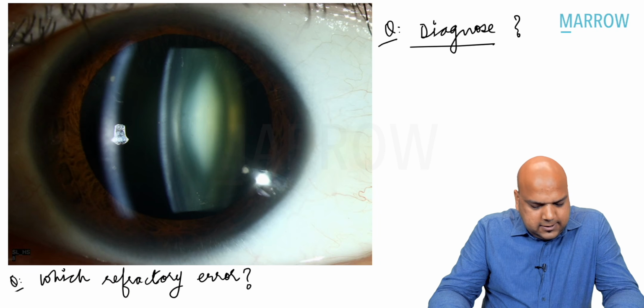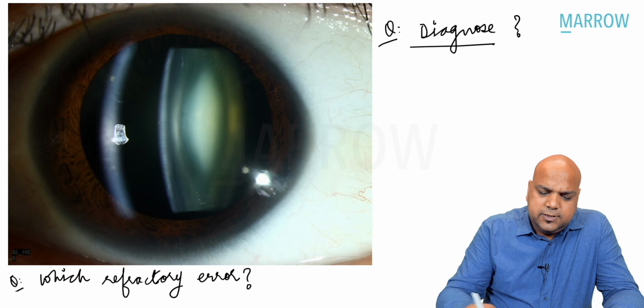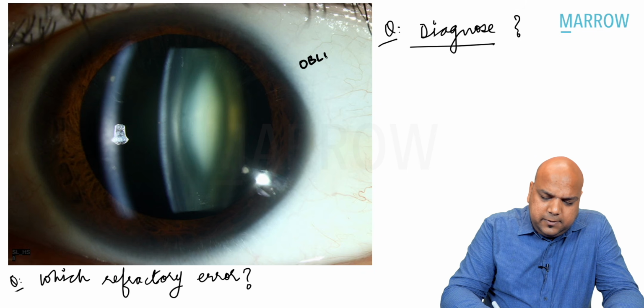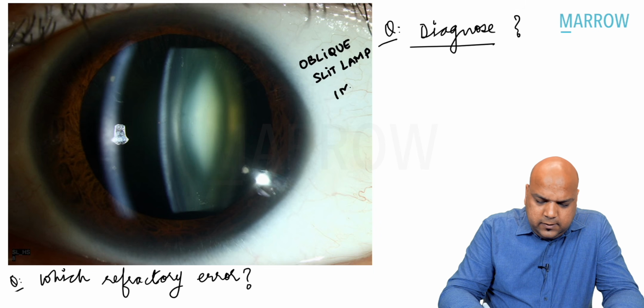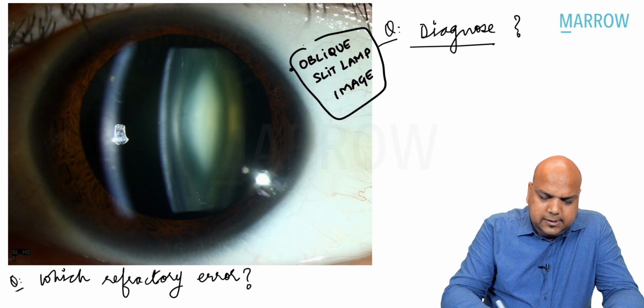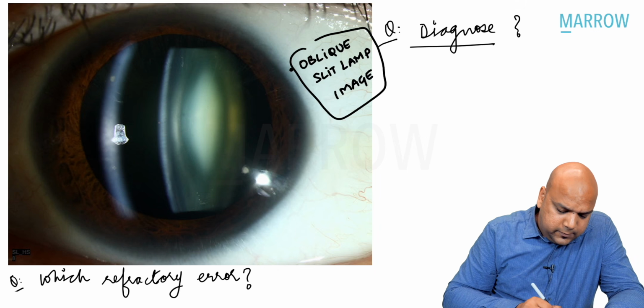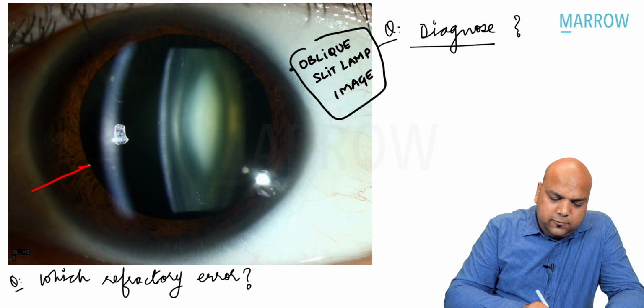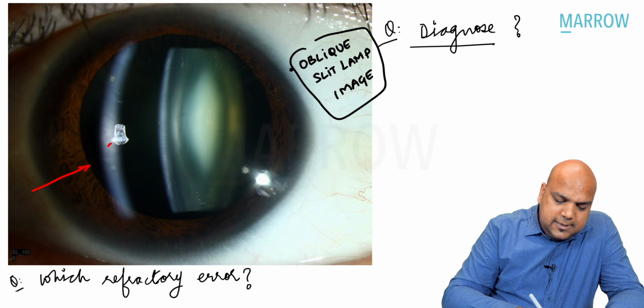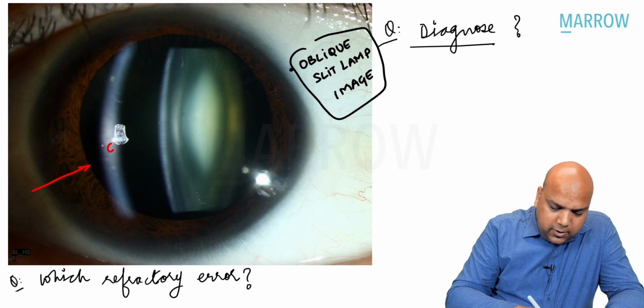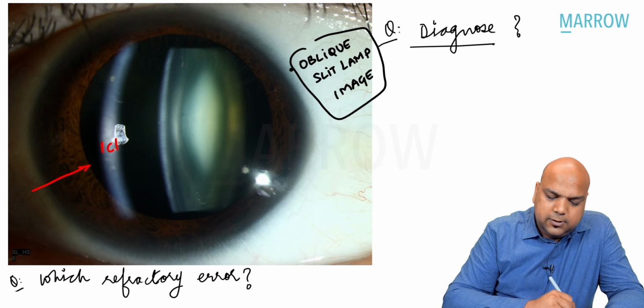Now, next question. Next image rather. Diagnose. Pretty easy, I think. First of all, this is an oblique slit lamp image. We have seen lots of such images, I would presume. If not, let us quickly revise. The light is being thrown from this side. So the first slit is shining on the cornea. You can see the corneal thickness from the epithelium to the endothelium.